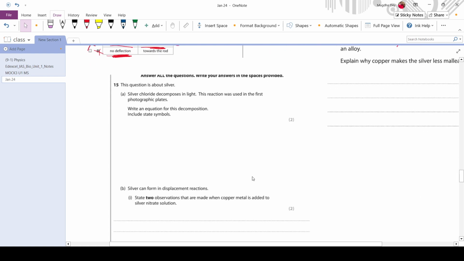Silver chloride decomposes in light. Reaction was used in the first photographic plates. Write an equation for the decomposition. What is the wrong answer? What is the issue here? Tell me. Oh, not A. B, Roman one. Okay.